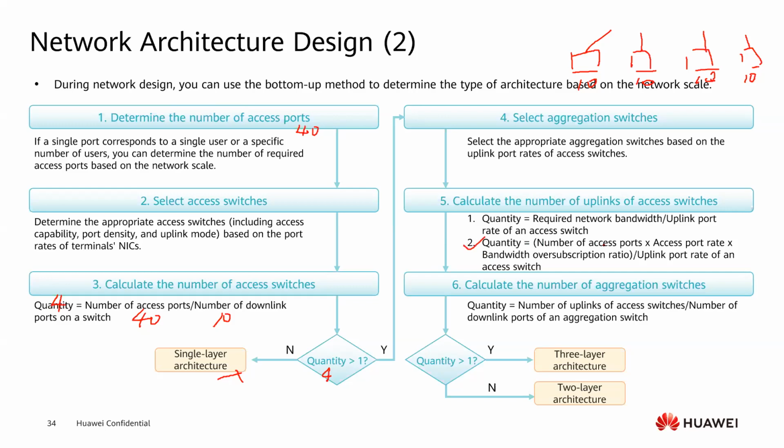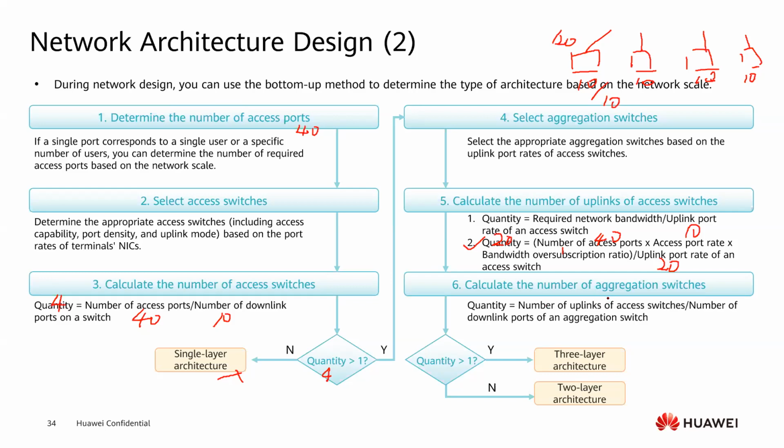First, the number of access points is 40, and the access point rate, for example, is also 10. The rate is 10, and we assume the ratio is 1, and the uplink port rate of an access switch we can assume is 20. So this is 20. So the quantity of uplinks for the access switch is 40 multiplied by 10 divided by 20. So the number is 20, right?